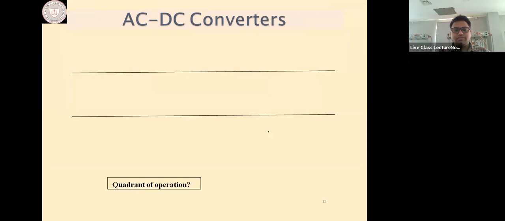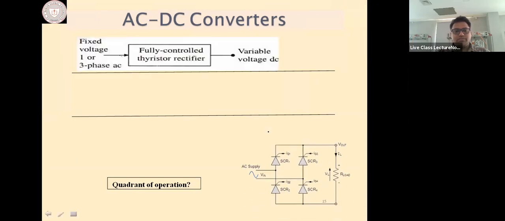So AC to DC converters, so fixed voltage, single phase or 3-phase, now can be given to a fully controlled thyristor rectifier, and the circuit diagram is given here. So you see AC voltage is being given to a fully controlled thyristor. What is the formula of this? VDC equal to?